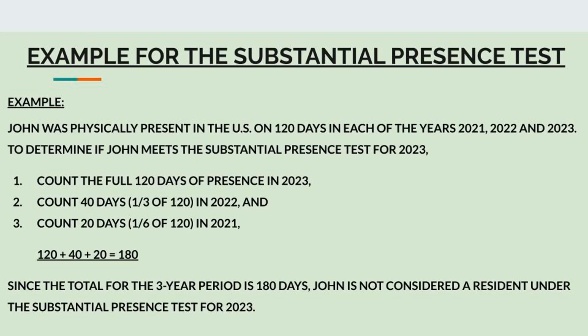Now, we're going to look at an example just to clarify. We have John, for example. He was physically present in the U.S. on 120 days in each of the years 2021, 2022, and 2023. To determine if he meets the substantial presence test for the 2023 tax year, we count the 120 full days of presence in 2023, and we also count the 40 days, which is 1/3 of the 120 days for 2022, and we count the 20 days, which is 1/6 of the 120 days in 2021. Once we add all these numbers up, we arrive at the figure of 180. Since the total for the 3 tax year period is 180 days, John is still not considered a resident under the substantial presence test for the tax year of 2023.